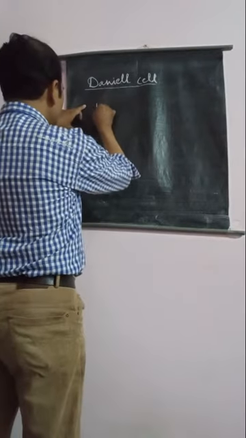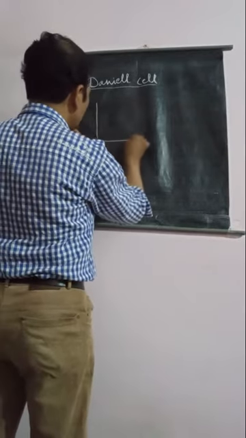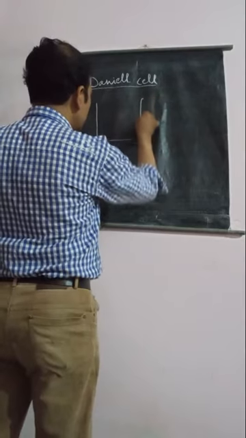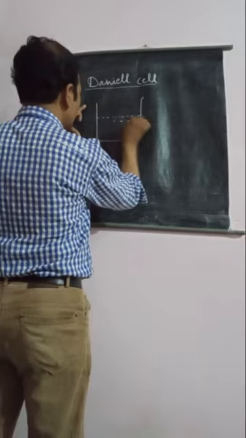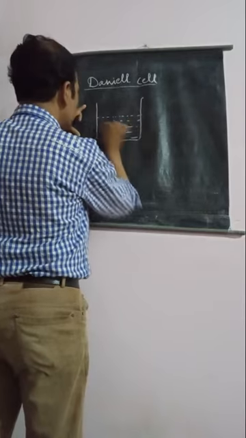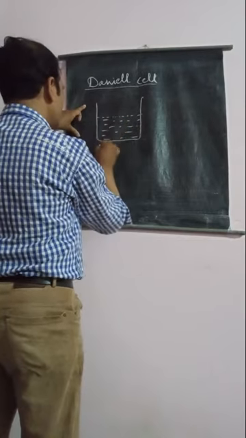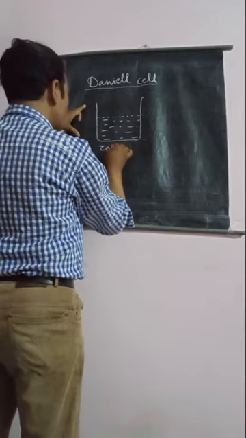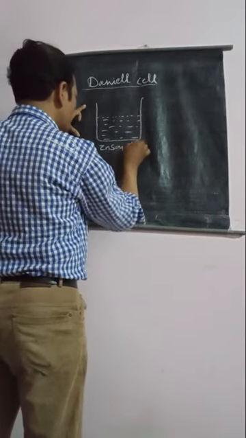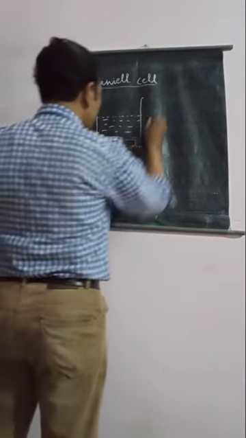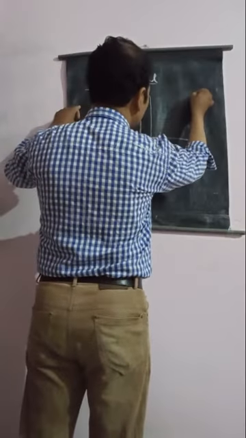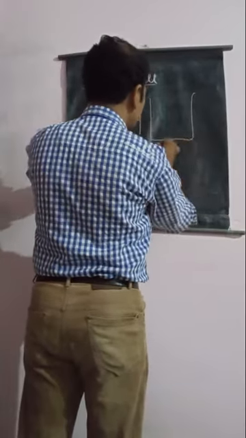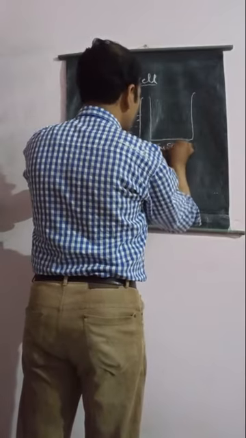In this Daniell cell, in a compartment or a beaker, we will take the solution of zinc sulfate. This is the solution of our zinc sulfate, our ZnSO4 solution. And in another beaker or compartment, we can take the solution of copper sulfate.